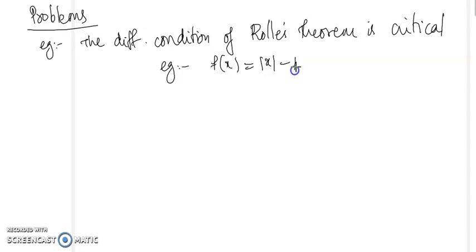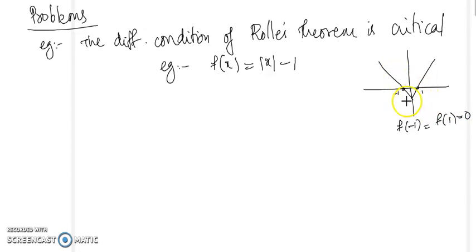So for example, let me take f of x equal to mod x minus 1. So when you take the function mod x minus 1 in the graph, it is continuous. Taking these points, minus 1 and 1, f of minus 1 is equal to f of 1 equal to 0. The function is continuous in the closed interval, but it is not differentiable in the open interval.